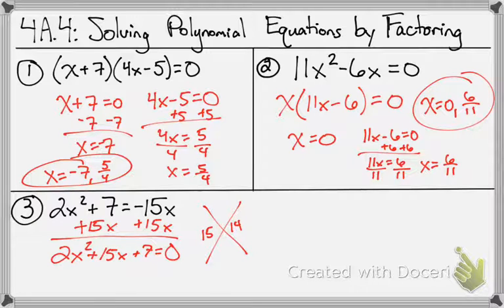2 numbers that multiply to 14, add to 15. In this case, it's 14 and 1. So I'm going to go ahead and replace that 15x in the middle with those 2 values I just found. So I'll have 2x squared plus 14x plus 1x plus 7 equals 0. We'll use factor by grouping because we have 4 terms, and we continue our process from there.